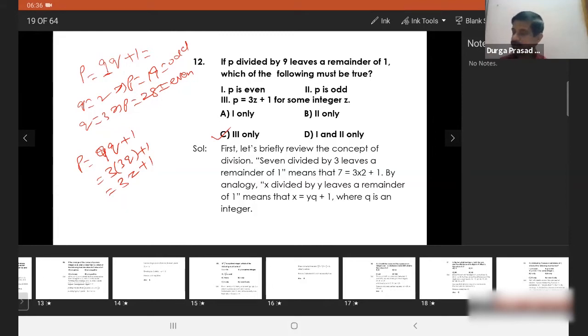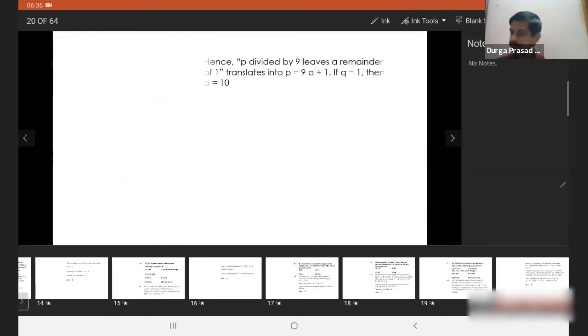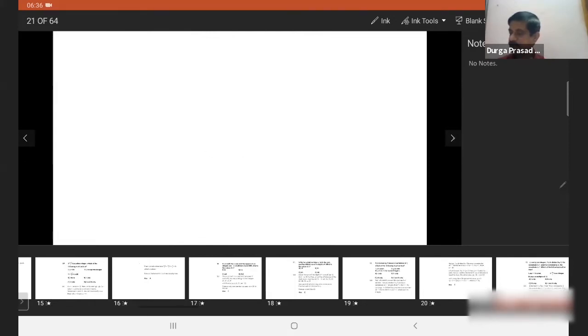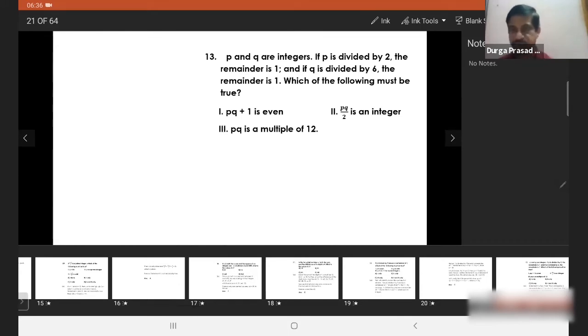Okay, let us go to next question. See, we are using just logic, children. We are not trying to use some solution or some process, nothing. Just logically, we are doing everything, just observing everything. So P and Q are integers. If P is divided by 2, the remainder is 1. So P is 2 times something, quotient, plus remainder 1. So this is odd. Clearly, it is odd. Okay.